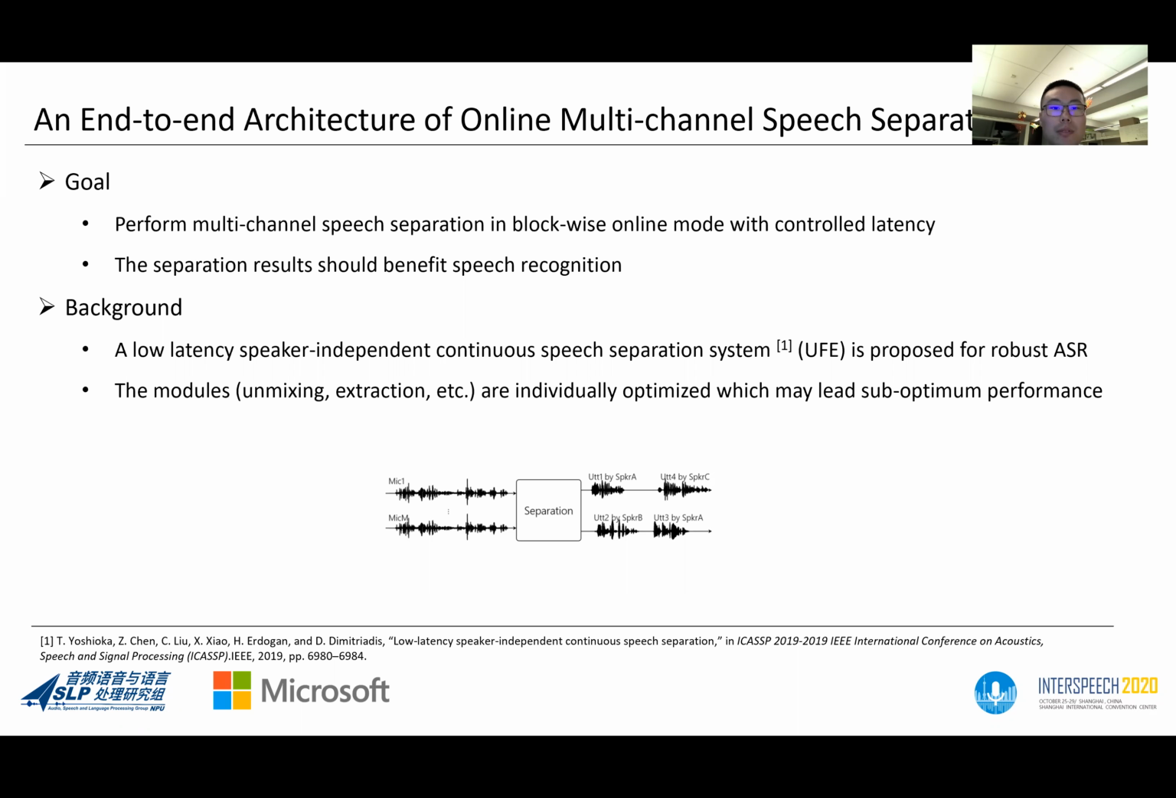Previously, we have one paper that addressed the same issues and proposed a no-latency system that consists of two networks and utilizes fixed beamformers. However, it still has some drawbacks. For example, the two networks are individually optimized, so it may lead to suboptimal performance. In this paper, we try to improve the recognition accuracy under such a framework, especially in online situations.